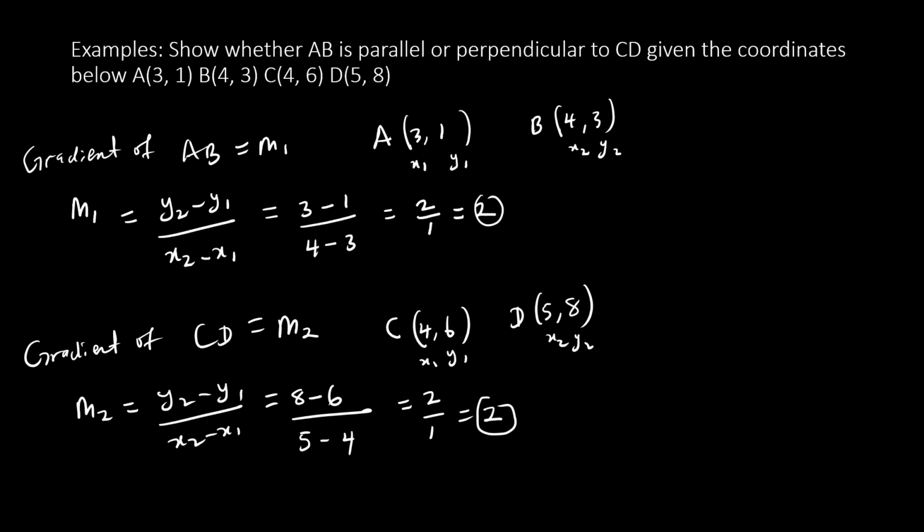We should remember that the condition for parallelism is m1 must be equal to m2. Here we now have m1, which equals 2, and also m2, which equals 2. Therefore, line AB is parallel to line CD.